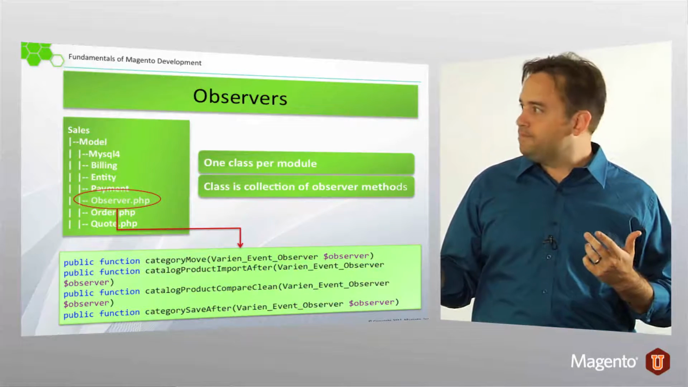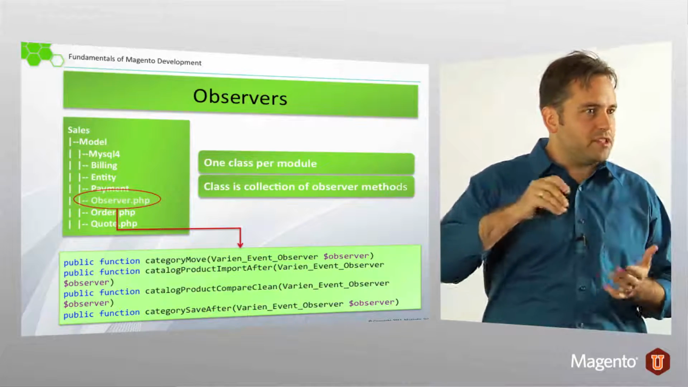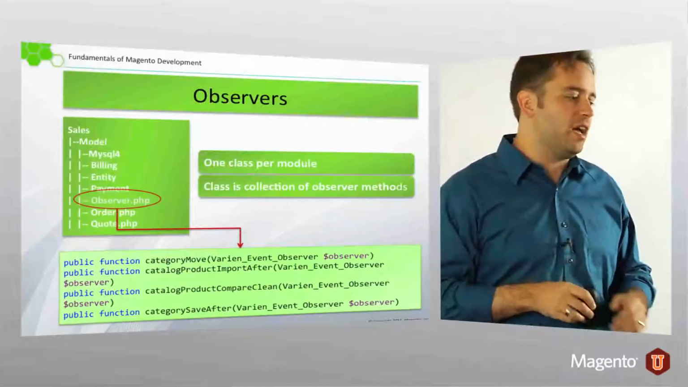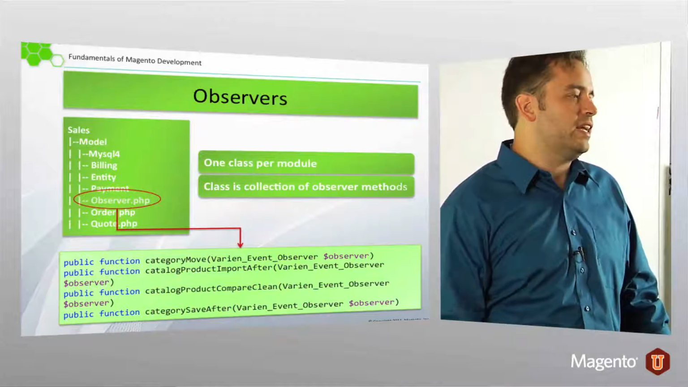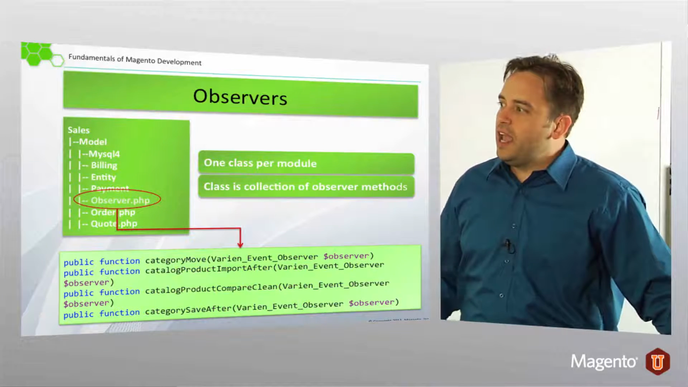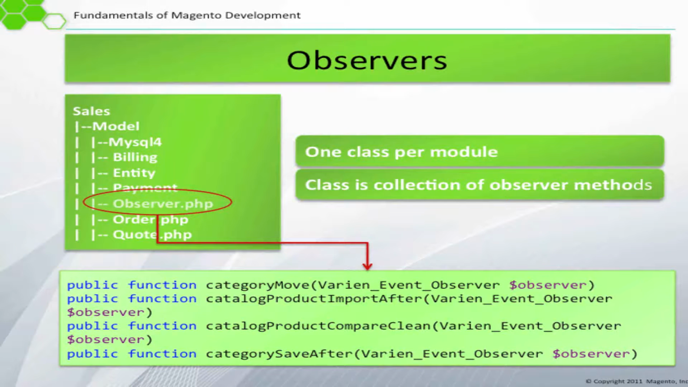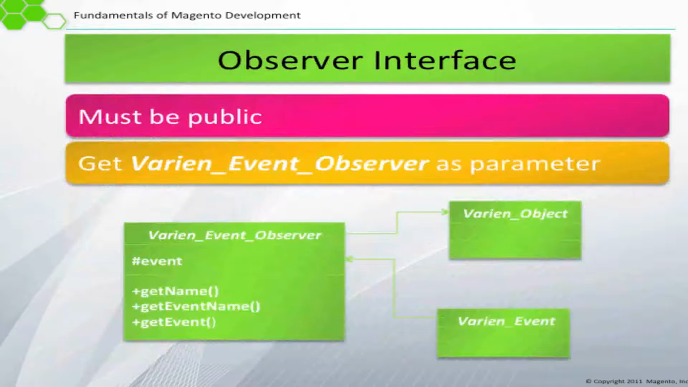And of course, you would pack all of the methods that your module would have called in one observer file. Again, this is by convention. And the kinds of methods you put in here are often utility methods. Magento uses this extensively, especially around the category objects, in terms of moving them around in the administration panel. As far as defining observers, they must be public, and they always receive a variant event observer object as a parameter.